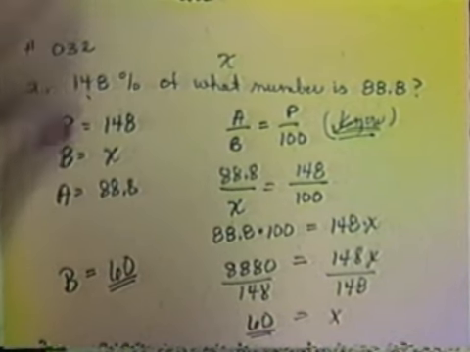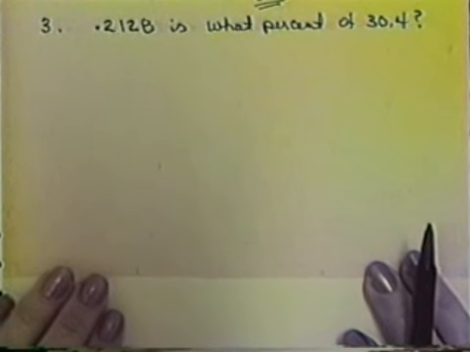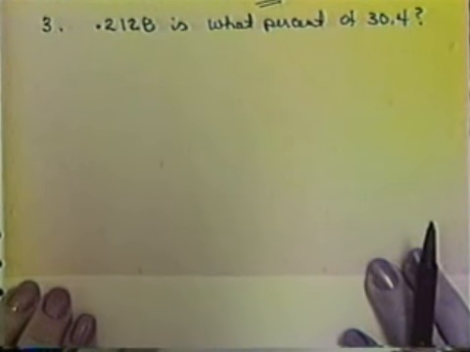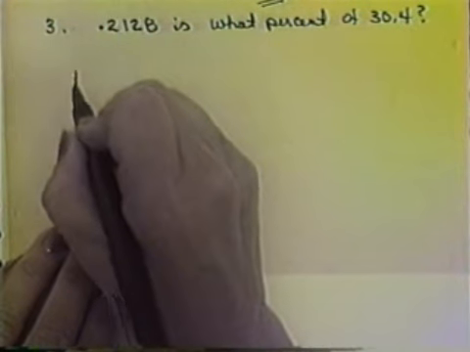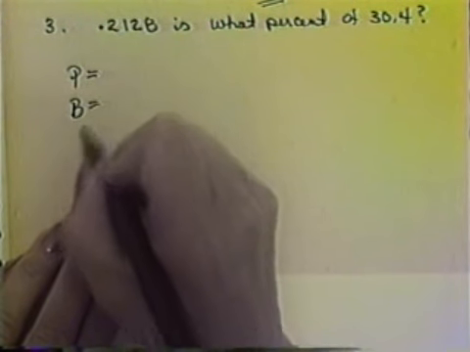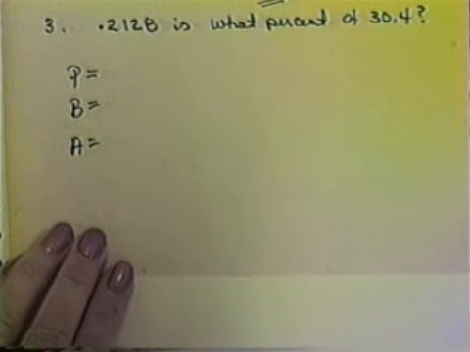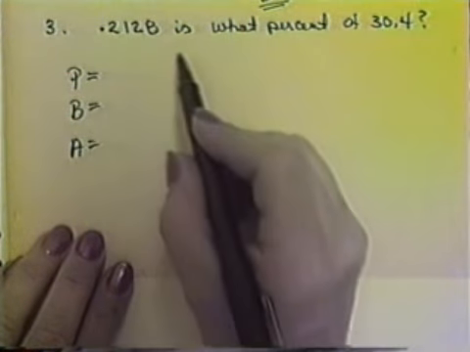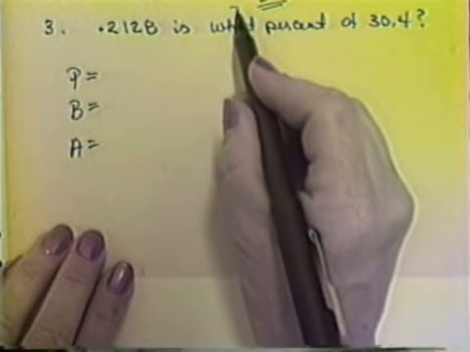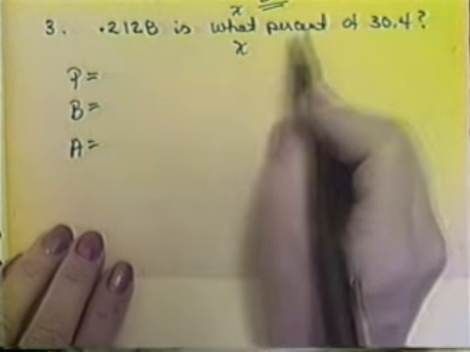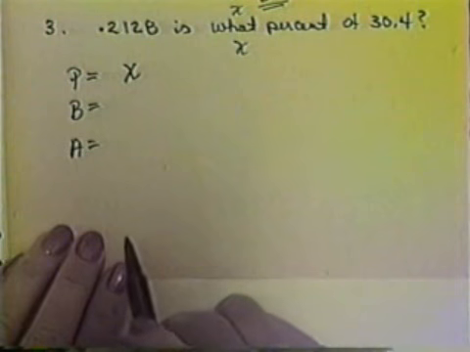Okay, let's look at our third example. Our third example is I want to know if 0.2128 is what percent of 30.4. So what we're going to have to do again, we identify our percent, our base, and our amount. The percent, of course, looks like what we're looking for, because it says what percent. So our x is our percent this time.